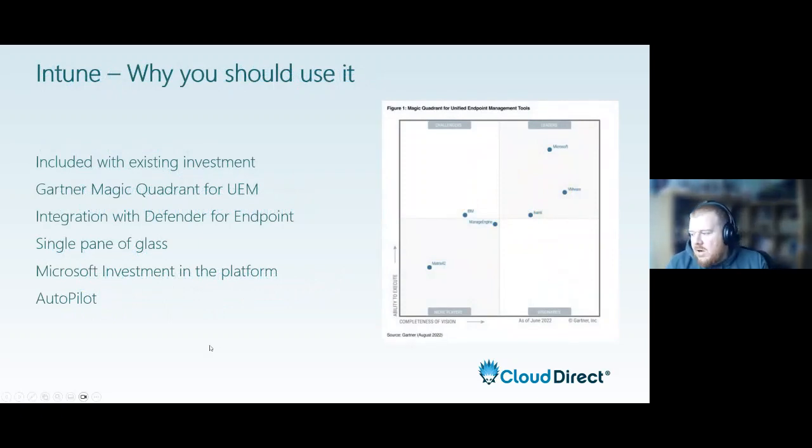So if we look at Intune itself as a product set, just over the next couple of slides, firstly, why would we want to use Intune over SCCM? Now, it's already included within existing investments within M365. So from that perspective, we're just consolidating on that, and we're using the tools that we've got access to. It is pretty high in the Gartner Magic Quadrant for unified endpoint management, as shown on the right of this slide. So it's a market leader in its class for managing devices.